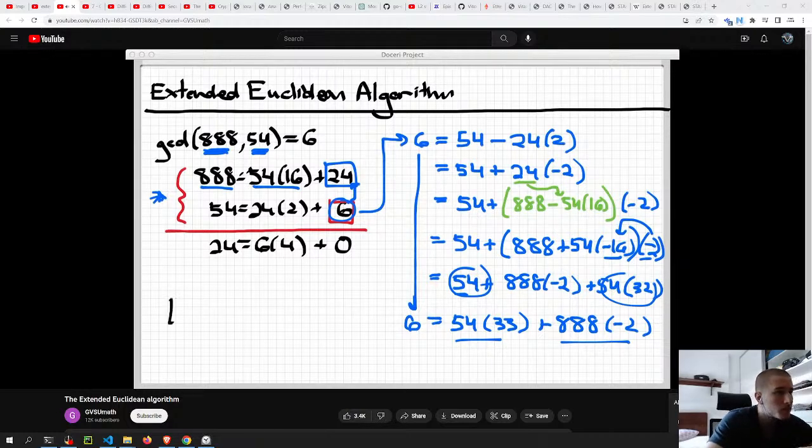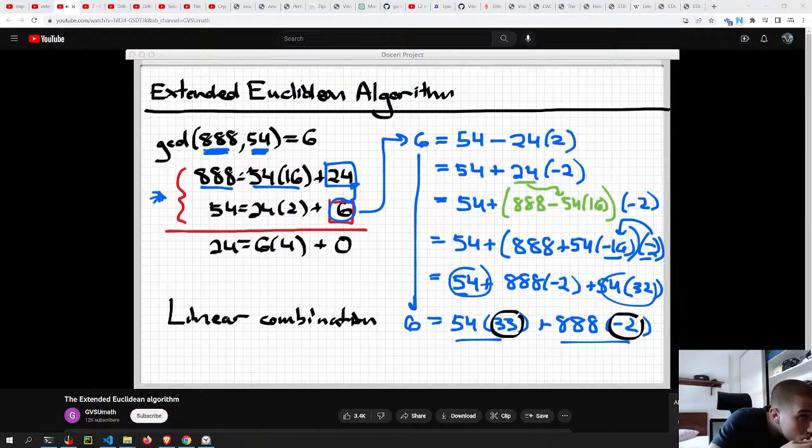This sort of construction right here is called a linear combination. A linear combination of those two numbers, 54 and 888. What I've done here in forming a linear combination of these two numbers is I've taken 54 and 888 and multiplied them by integers and then added them. That's what a linear combination is. And what I see here is that the GCD of those two numbers is actually equal to a linear combination of the numbers that gave me the GCD in the first place.